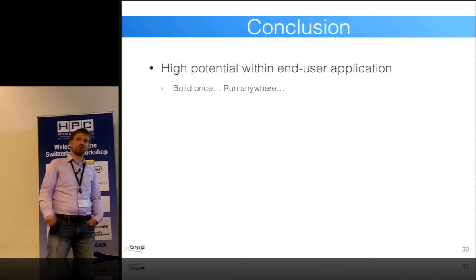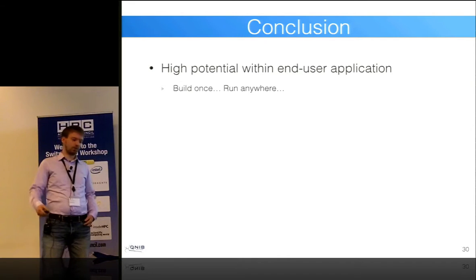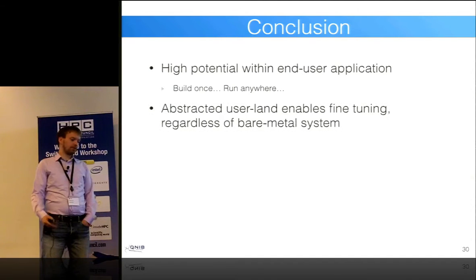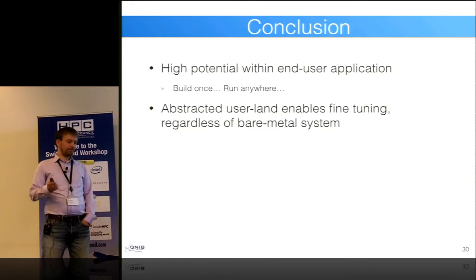You build the container once, and then you can ship it around and reuse it in different iterations or workload environments. It abstracts the userland, and so it enables fine-tuning regardless of the bare metal system. An ISV could create a container, and strip down the libraries and files within the userland as needed to make it the most performant.